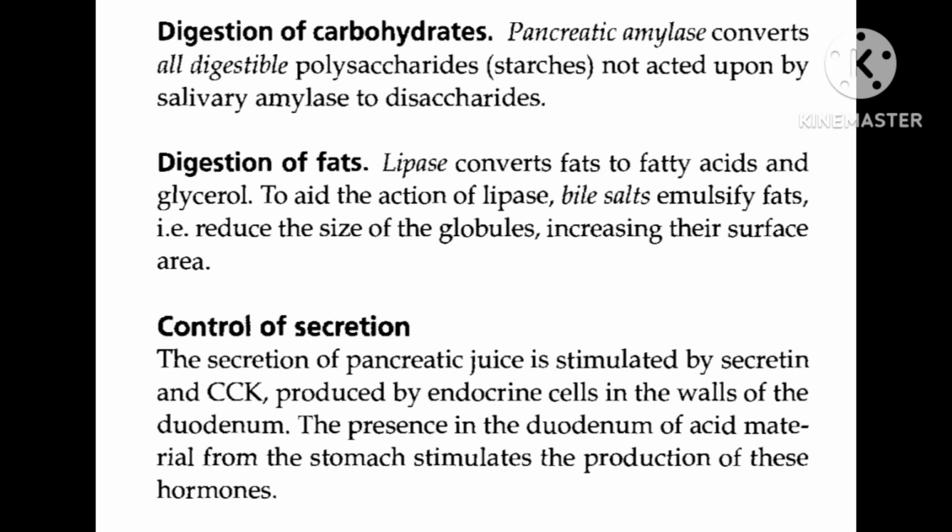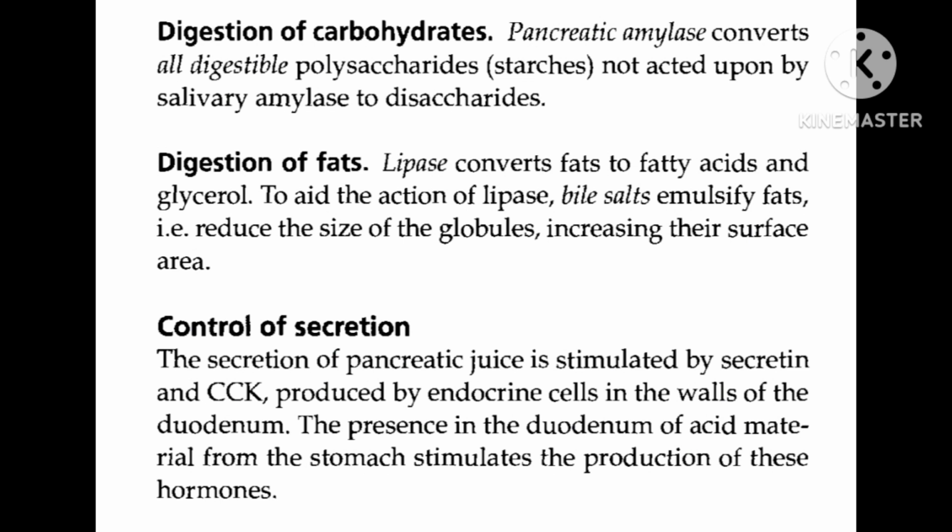Next, digestion of carbohydrates. Pancreatic amylase converts all digestible polysaccharides, starch, not acted upon by salivary amylase, to disaccharides. Digestion of fats. Lipase converts fats to fatty acids and glycerol. To aid the action of lipase, bile salts emulsify fats, for example, reduce the size of the globules, increasing their surface area.